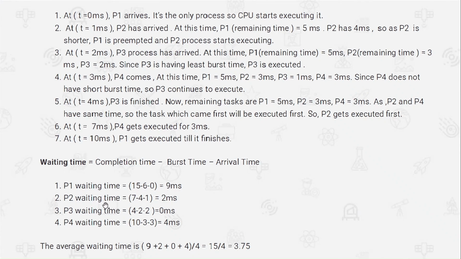Similarly, we can calculate P2, P3, and P4. So the average waiting time will be 9 plus 2 plus 0 plus 4 divided by 4, which is 3.75.